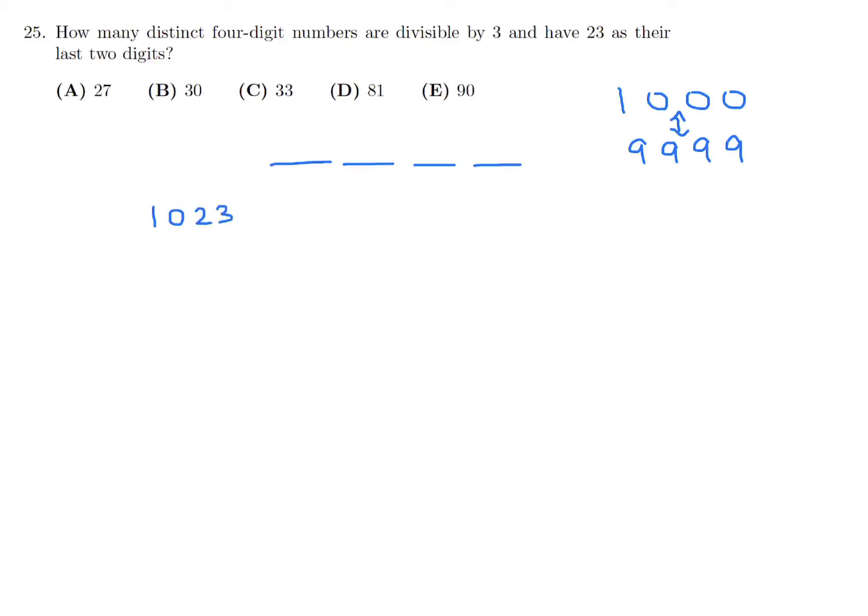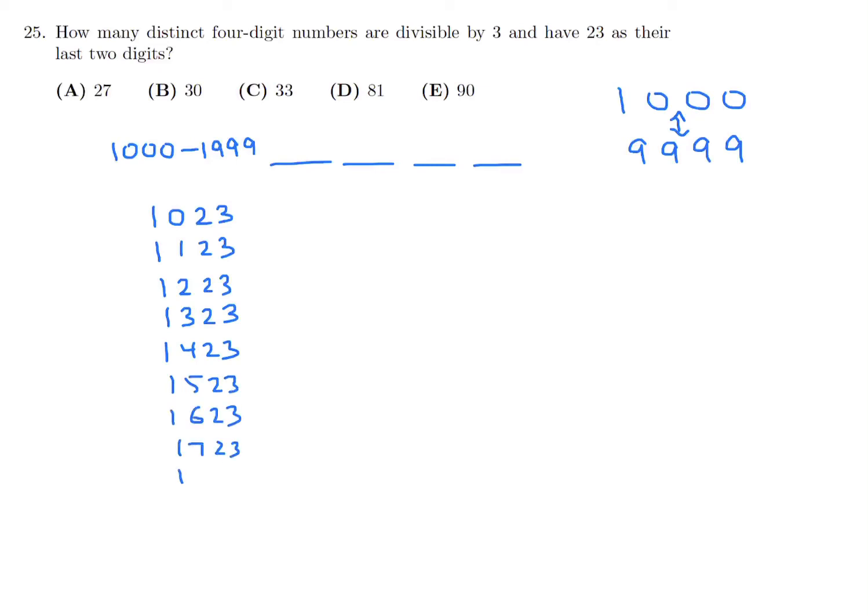So 1023, 1123. I'm just writing the numbers that end in 23. And I'll just do this for the range 1000 to 1999, like that. So 423, 523, 623, 723, 823, 923. There you go. Now, we just have to do this once. We have to figure out the other part of the criteria. We fulfilled our first criteria, but they also have to be divisible by 3.